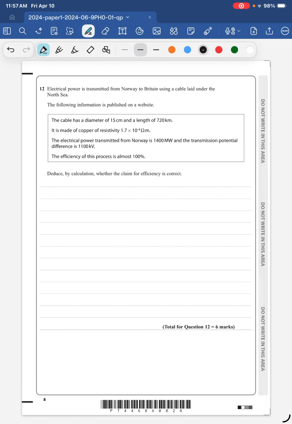Okay? Question 12. Electrical power is transmitted from Norway to Britain using a cable laid under the North Sea. I actually didn't know that.